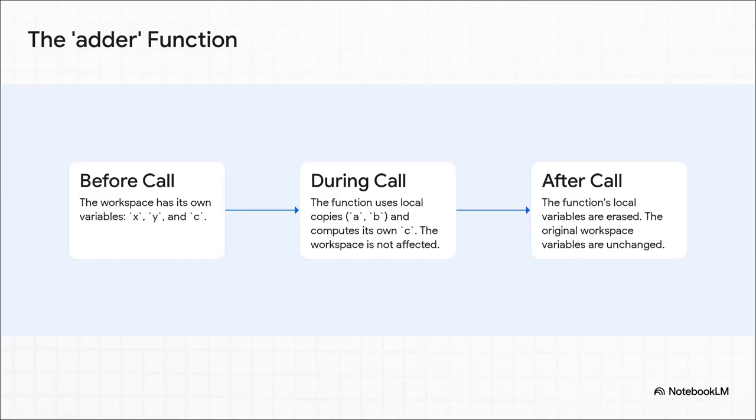And this example right here, this makes it all click. Check out this adder function. Before we call it, you can see our workspace has variables x, y, and c. Now watch what happens.